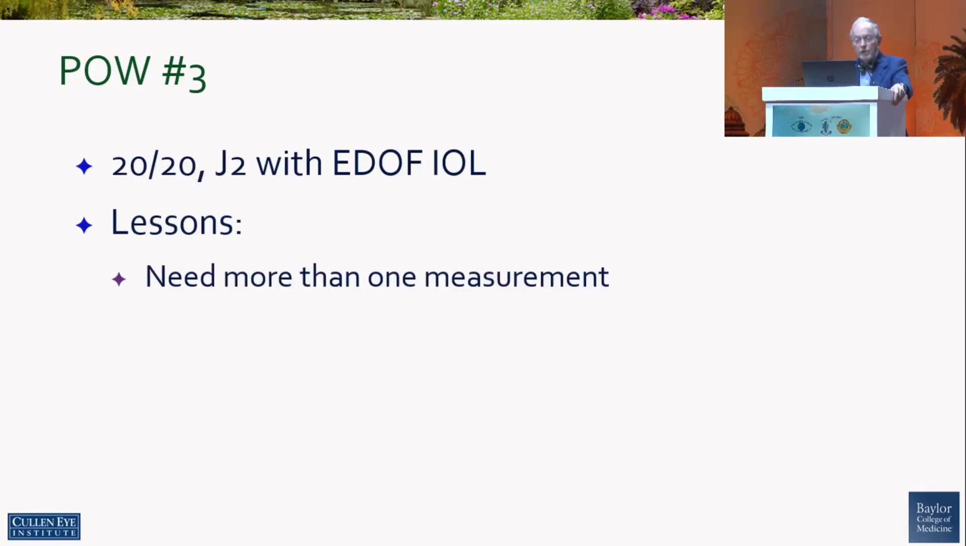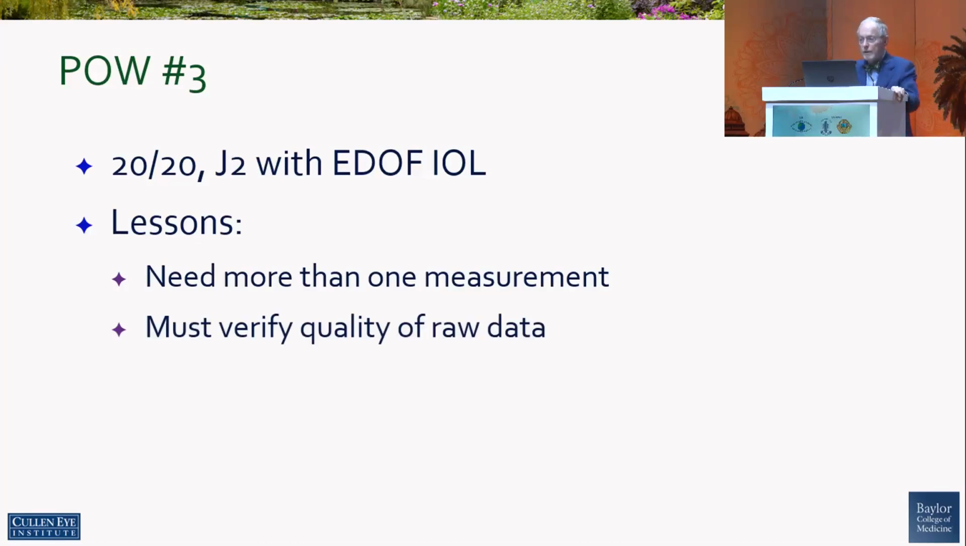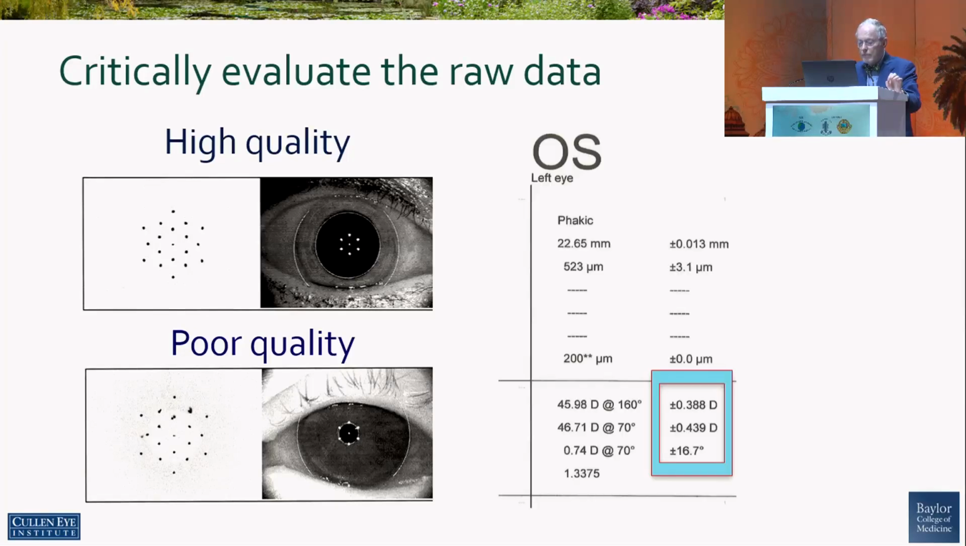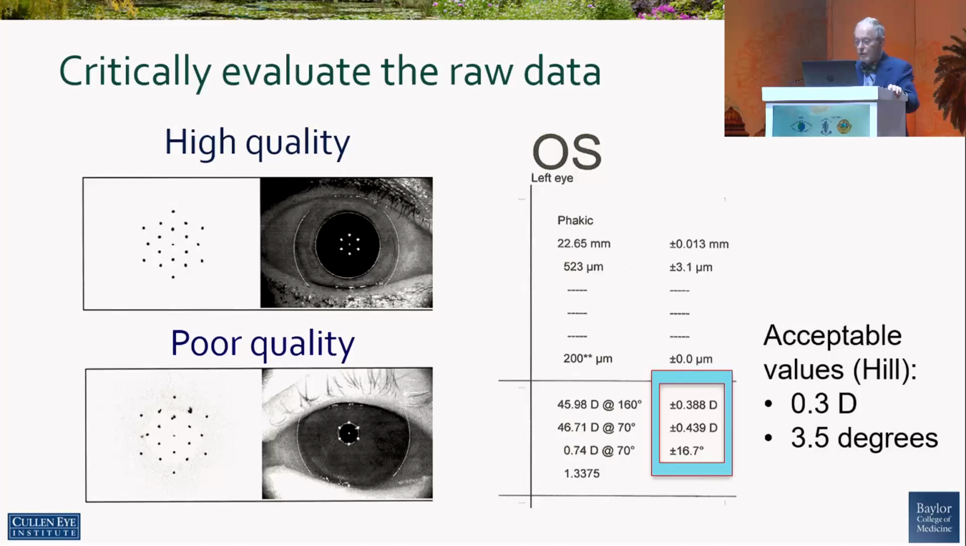So the lessons are you need more than one measurement, you've got to verify the quality of your data, and we've seen a good example of that. These Mires are very easy to see. The slides earlier that showed the Mires, that's more subtle, so you have to look very carefully. And you can use mathematics, the standard deviation that Warren Hill has taught us.